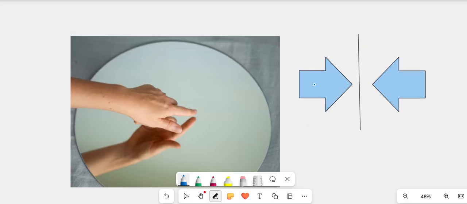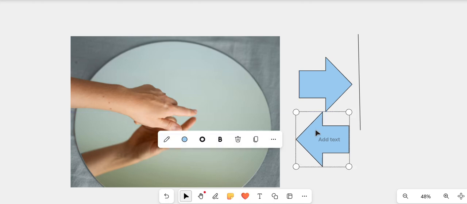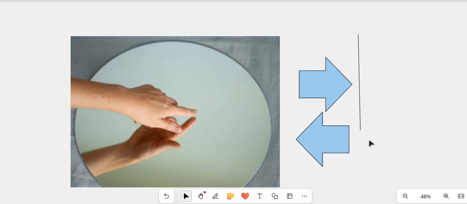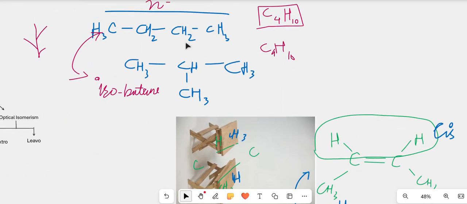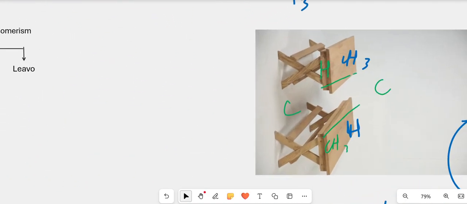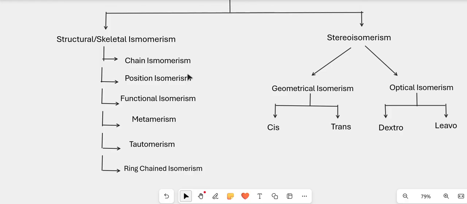Just look at this arrow, and this is the mirror image of that same arrow. If I try to place this arrow on that arrow, they are not the same. They're almost identical, but they are not the same. This is something we call optical isomerism, and we can discuss this in detail later. So these are the three types of isomers which I have discussed. Now, these are the types of isomerism.